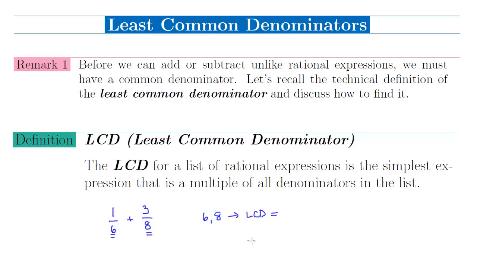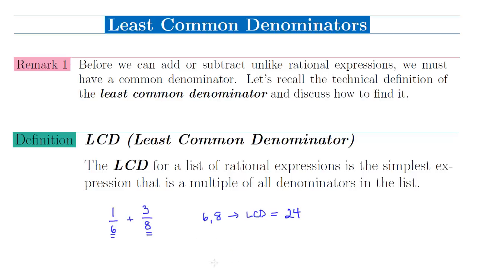Well, the LCD is by definition the smallest multiple, the least common multiple of 6 and 8. What's the least common multiple of 6 and 8, the smallest number they both divide into? Well, that's 24. 6 times 4 is 24. 8 times 3 is 24. So in this example, the least common denominator of 6 and 8 is 24.